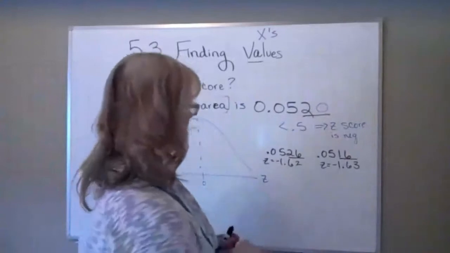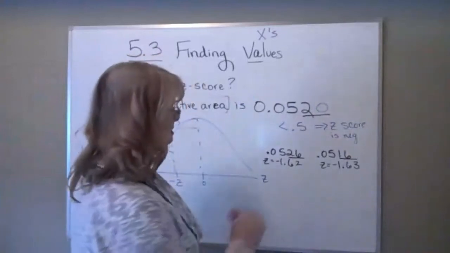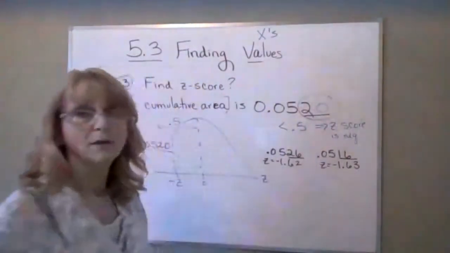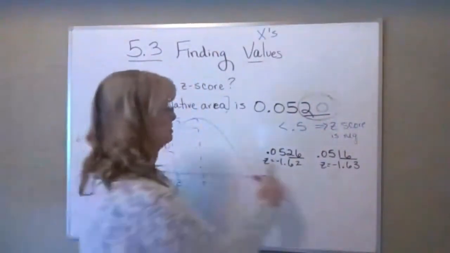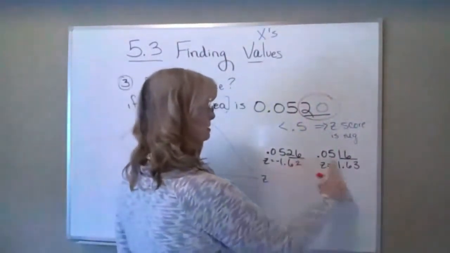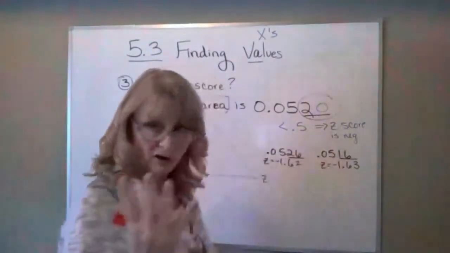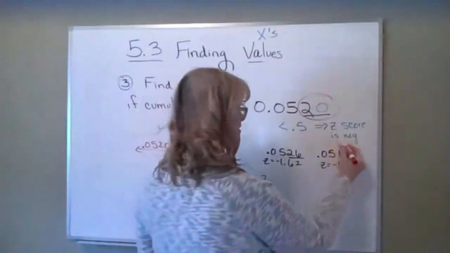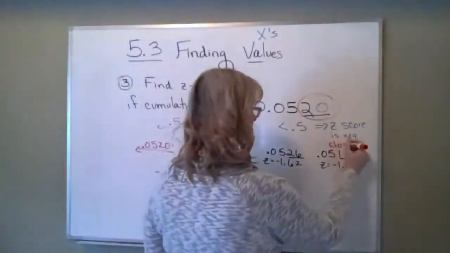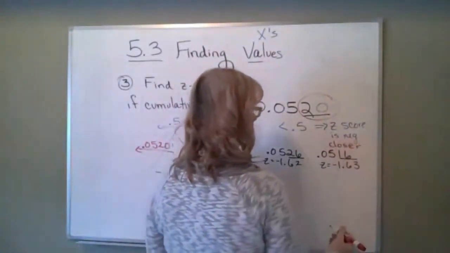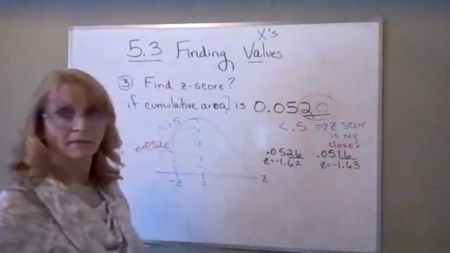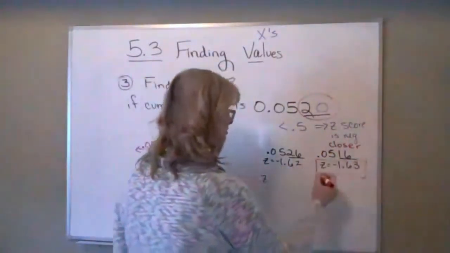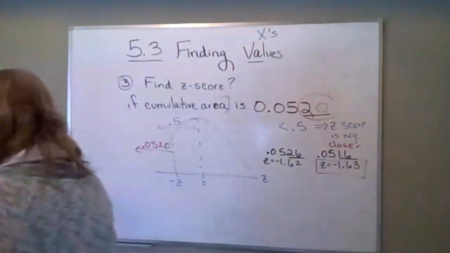So this one, notice 26, we're comparing to this because the first two numbers are the same. This one is 6 too big, and this one is 4 too small. So this one is closer. Since it's closer, that's the one we're going to use, negative 1.63.